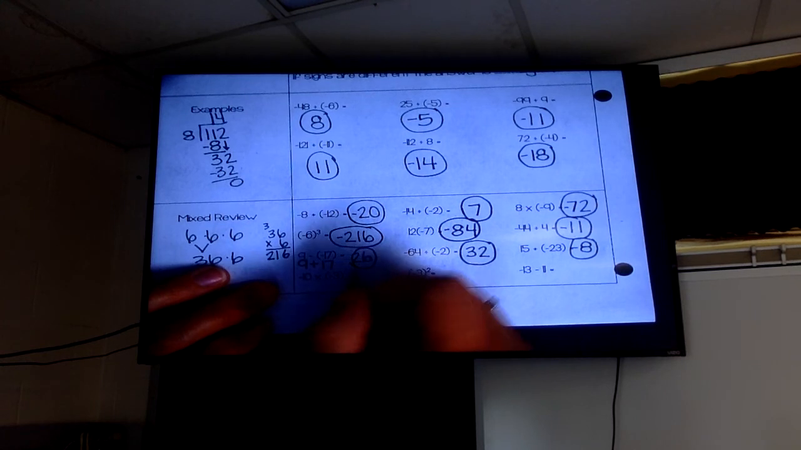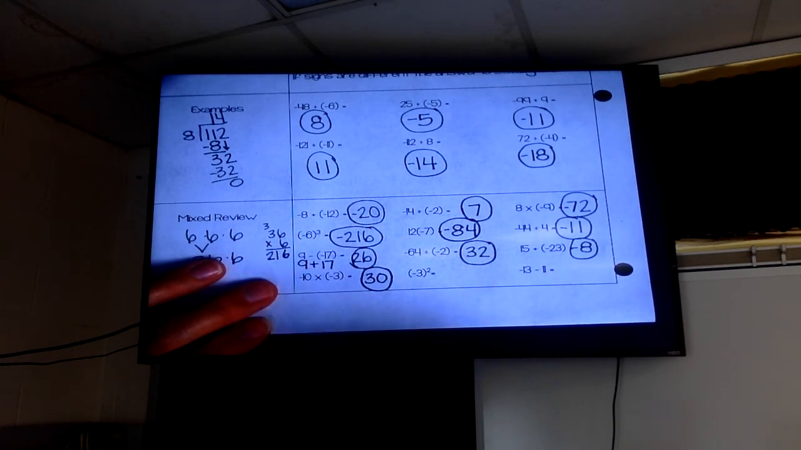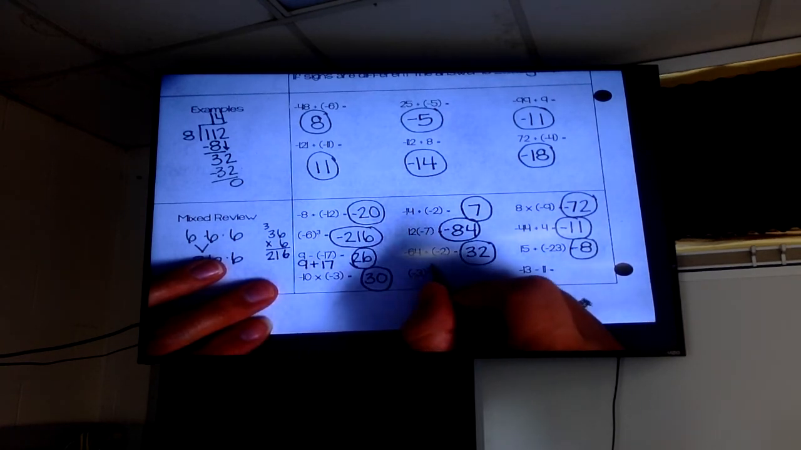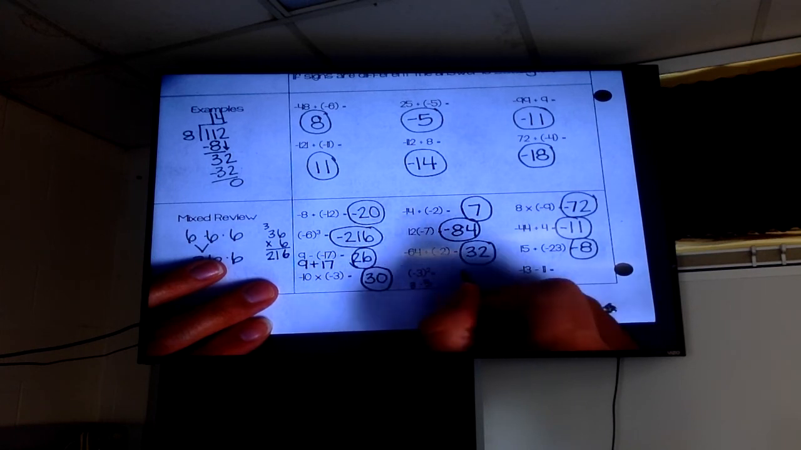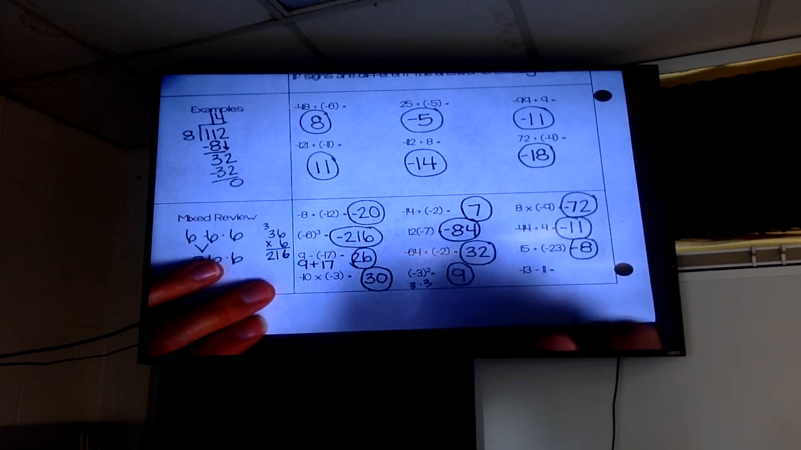All right, one more row. 10 times 3 is 30. Signs are the same. Same means sum, which means sum is positive. Negative 3 squared. All right, so 3 squared just means 3 times 3, which I know is 9. I have an even exponent, and even exponents are positive, so my answer is positive 9.